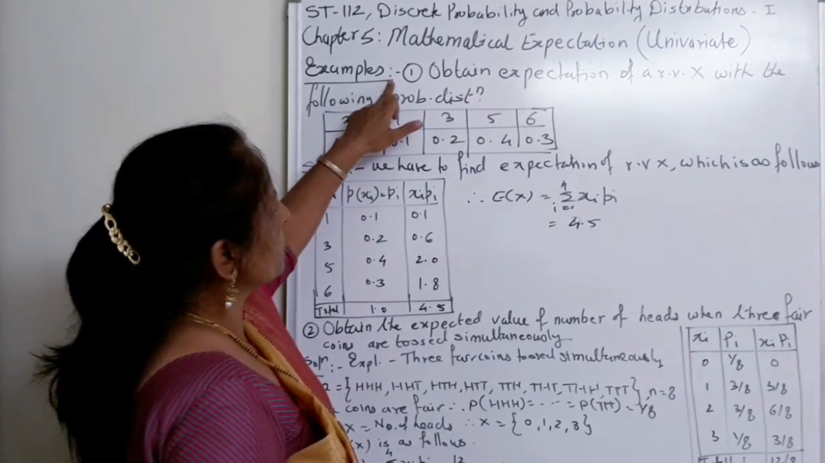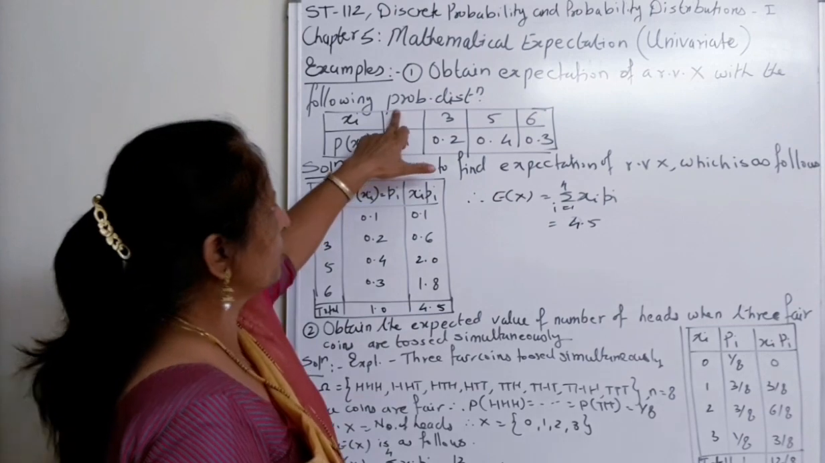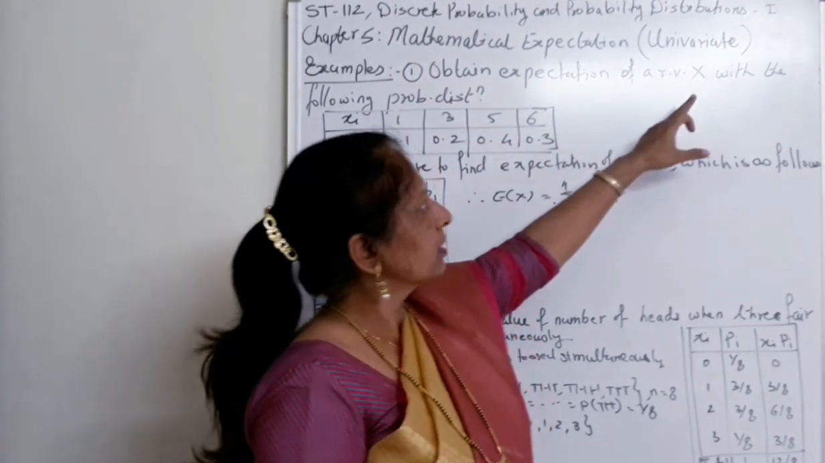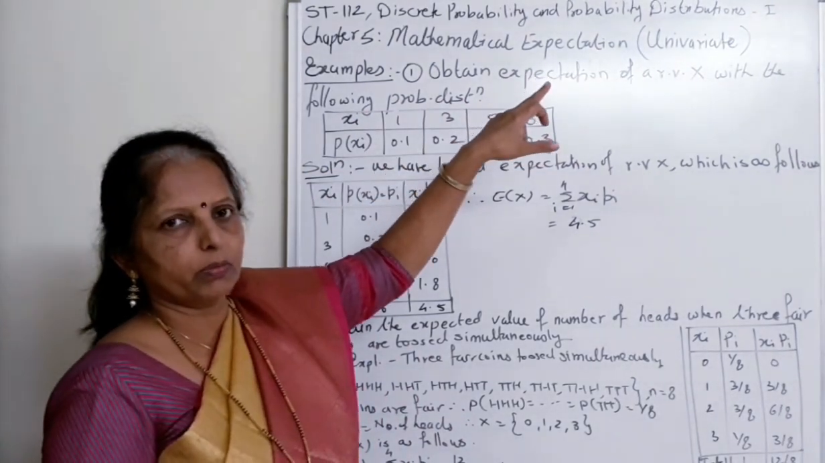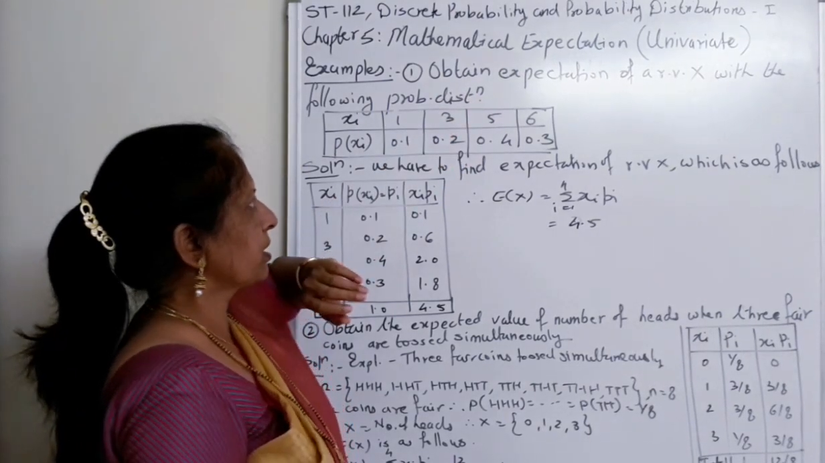Obtain the expectation of a random variable x with the following probability distribution. What we have to do? We have to obtain the expectation of random variable x with the following probability distribution. We should know the probability distribution of a random variable x. Then we can find out its expectation or its mean.